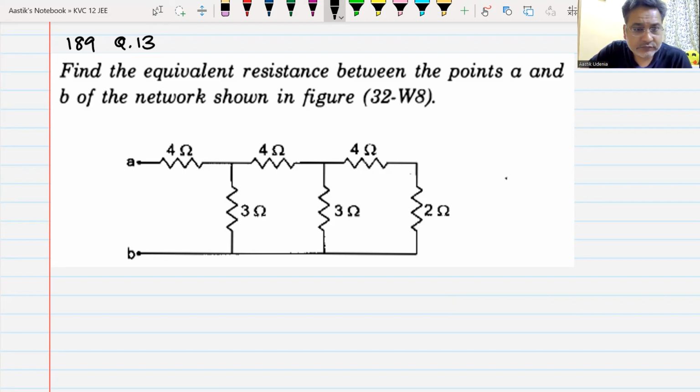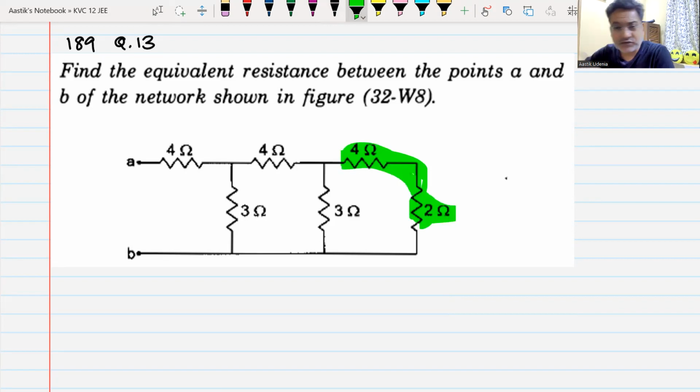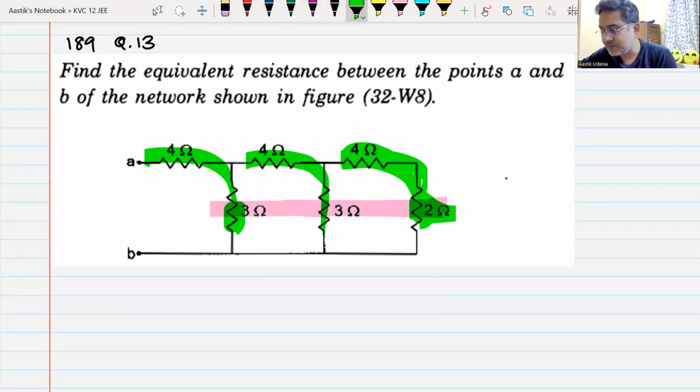6 ohms, sir. That is correct. How did you get the answer? This 4 and this 2 are in series, so 4 plus 2 becomes 6. Then this 6 and this 3 will be in parallel. 6 and 3 in parallel in resistance becomes 2. Then again 2 and 4 in series becomes 6. 6 and 3 in parallel again becomes 2. 4 and 2 again in series becomes 6.